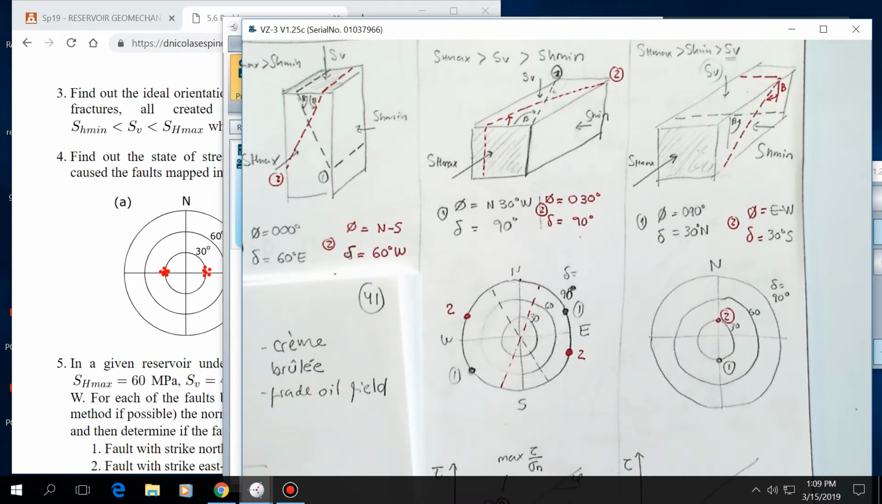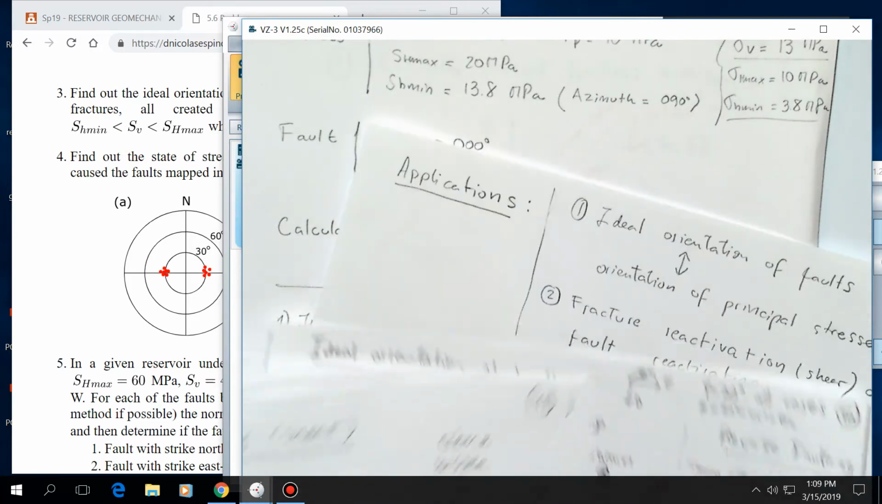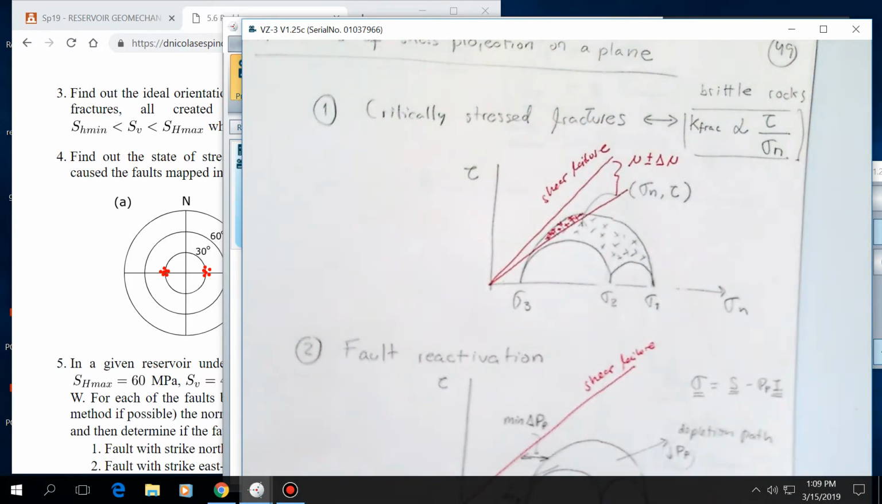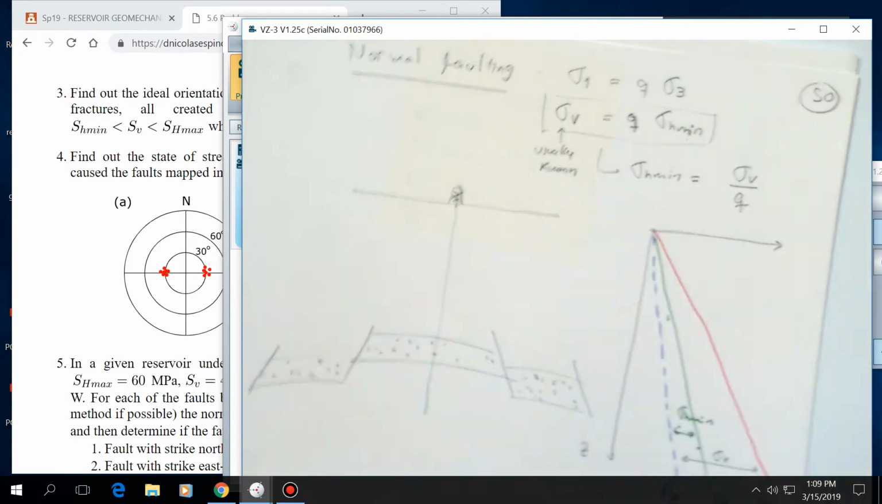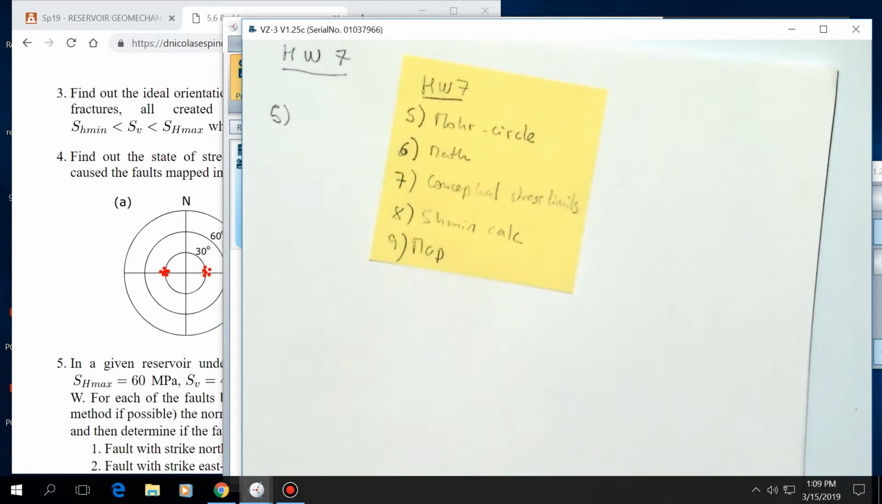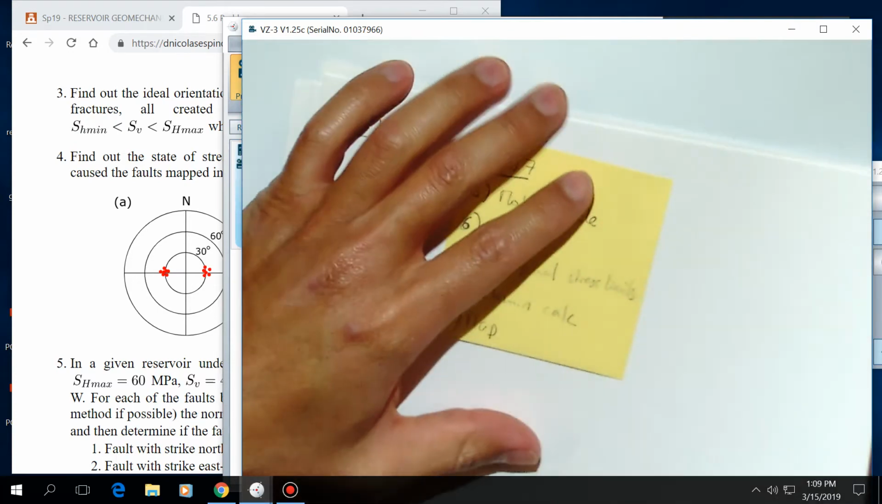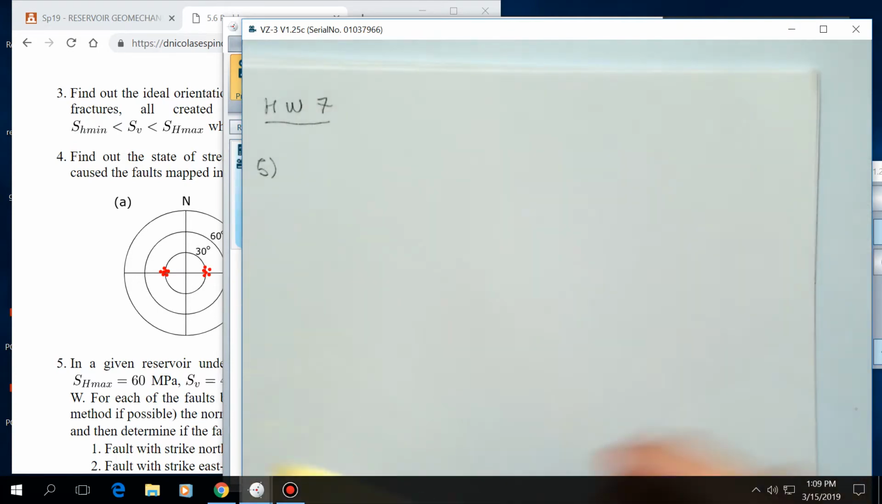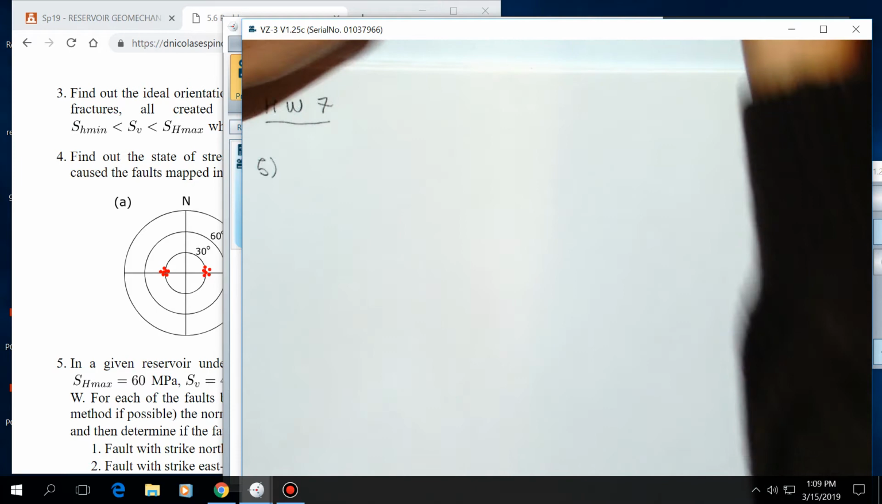If we don't have any other questions, then we'll go to homework number 7. Okay? It's not too difficult. Just a few more things that we have to work on. And the first problem is a problem about a Mohr circle. So we're gonna solve it together, but I'm gonna give you a few hints about how to get started.